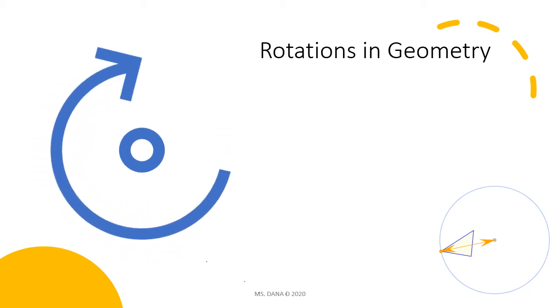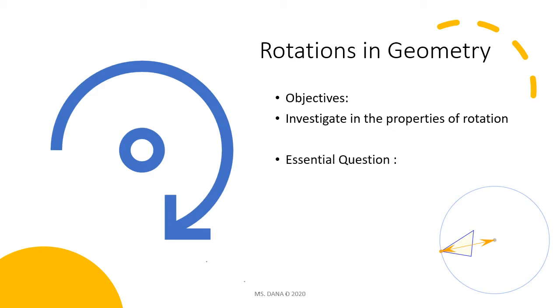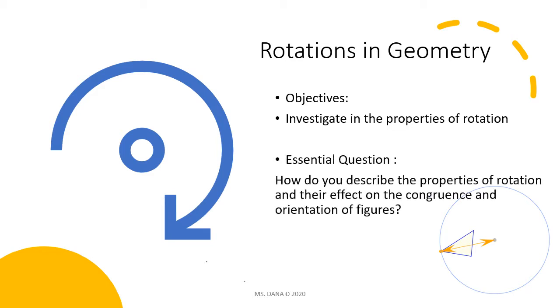Hello everyone, welcome back to our third part in transformation in rigid motion, which is rotations. We have covered so far transformations as translations, as reflection. Now we're going to discuss rotations in geometry. So our objective is to investigate the properties of rotation. And here comes an essential question: how do these properties affect the congruence and the orientation of the figures?